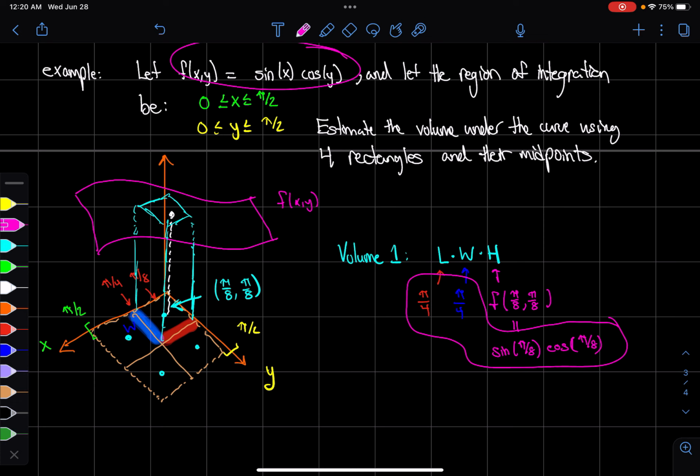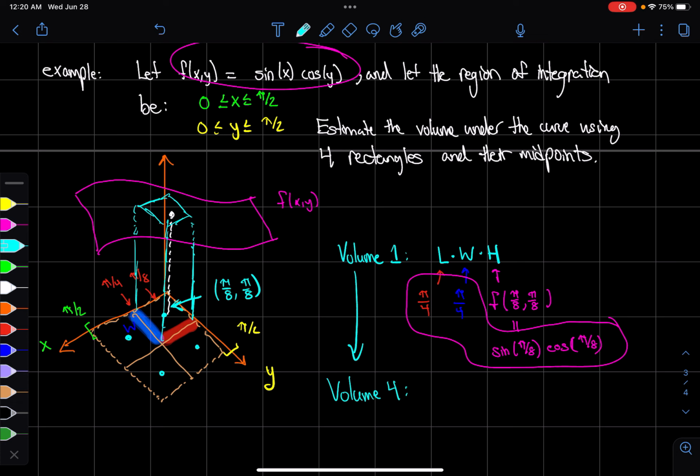How many more times do I have to do this? I have to do this 4 times in total, until we get the 4th volume. You can go in whichever order you want. It doesn't really matter, because you're just adding up a whole bunch of numbers.